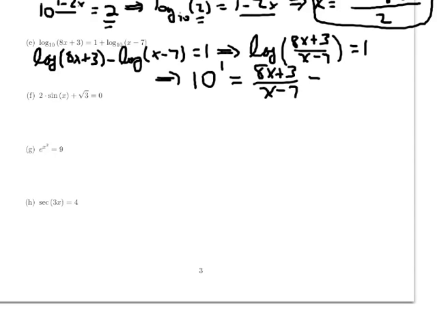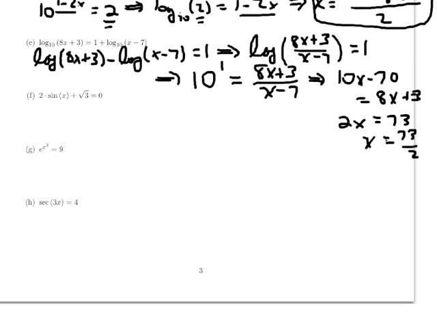So I can multiply both sides by x minus 7. On the left I'll have 10x minus 70, and on the right I'll have 8x plus 3. Subtract 8x from both sides, and I'll have 2x on the left. Add 70 to both sides, I have 73 on the right, and so x will be 73 over 2.